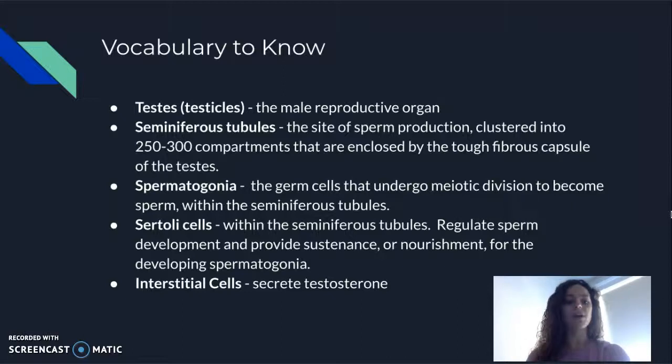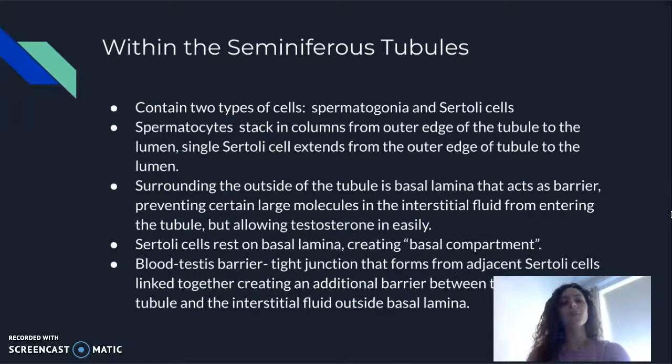There's also spermatogonia, which are the germ cells that undergo meiotic division to become sperm, and they're within the seminiferous tubules. There's also the Sertoli cells, which are also within the seminiferous tubules, and they regulate sperm development and provide sustenance or nourishment for the developing spermatogonia. And then there's also the interstitial cells, which secrete testosterone. So the seminiferous tubules seem to be a little important. So we're going to go into a little bit more about the seminiferous tubules.